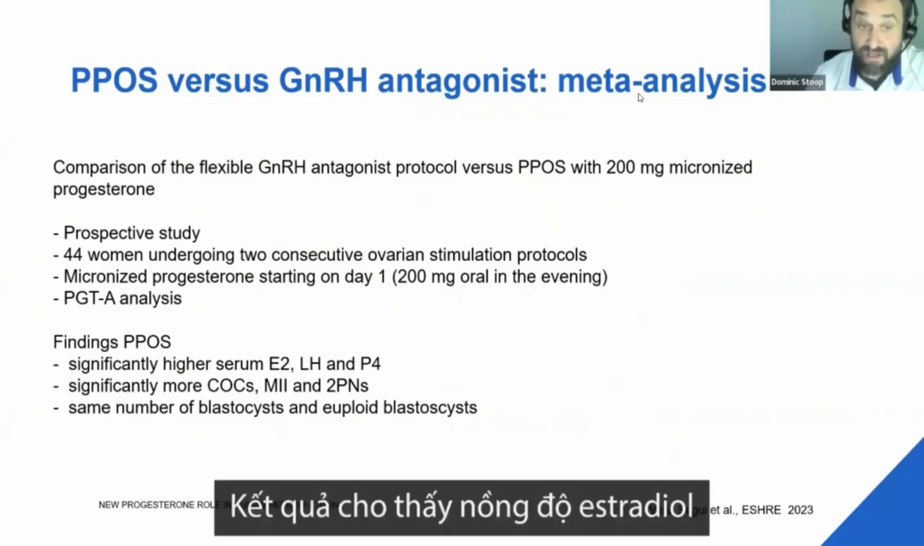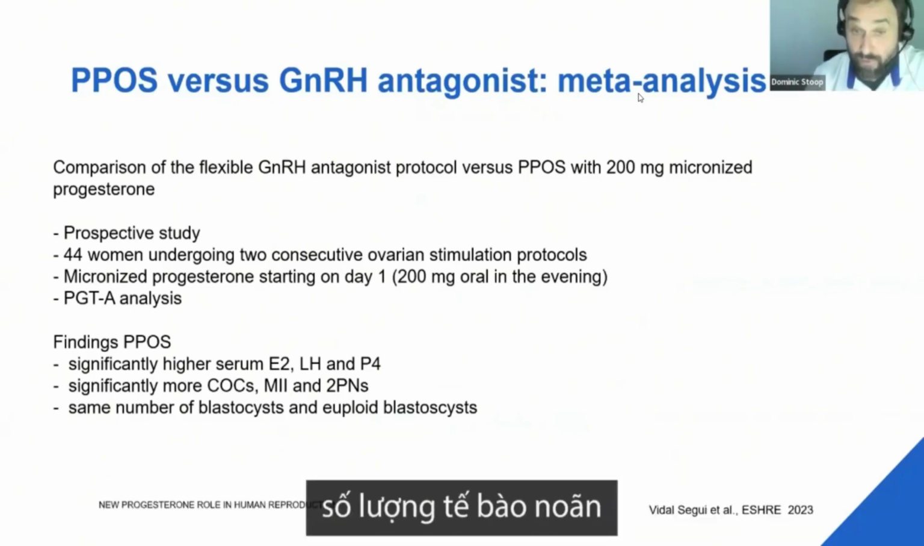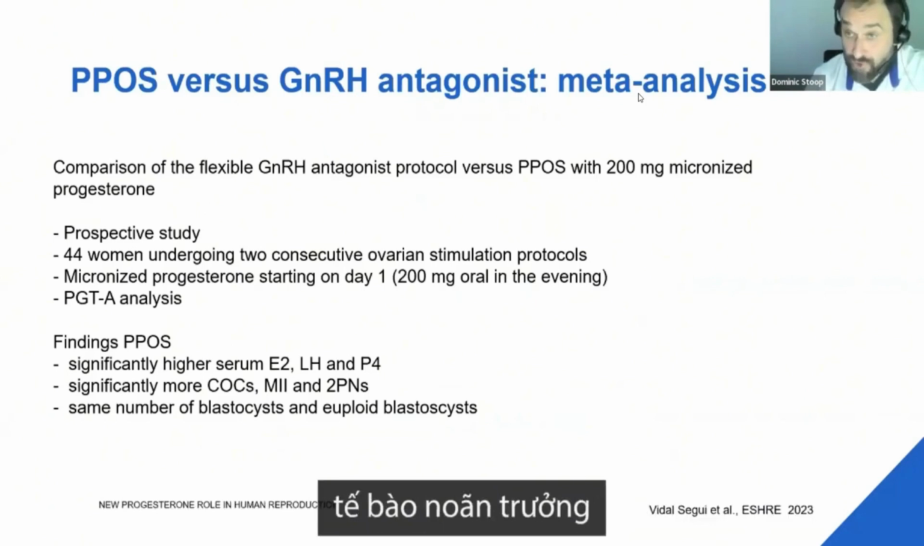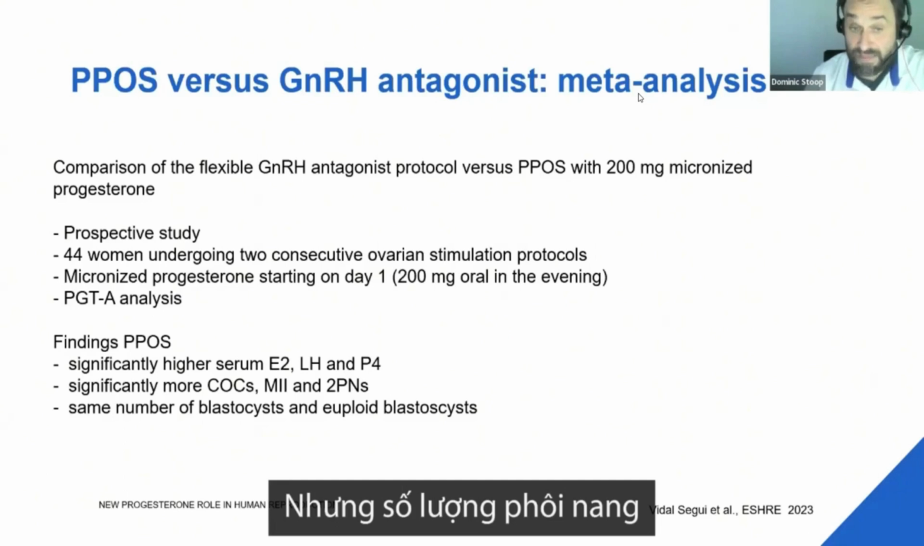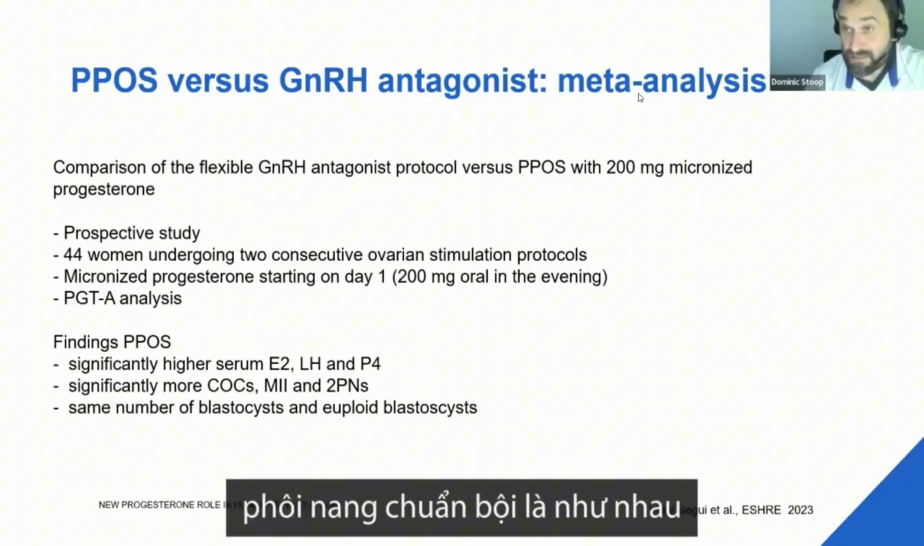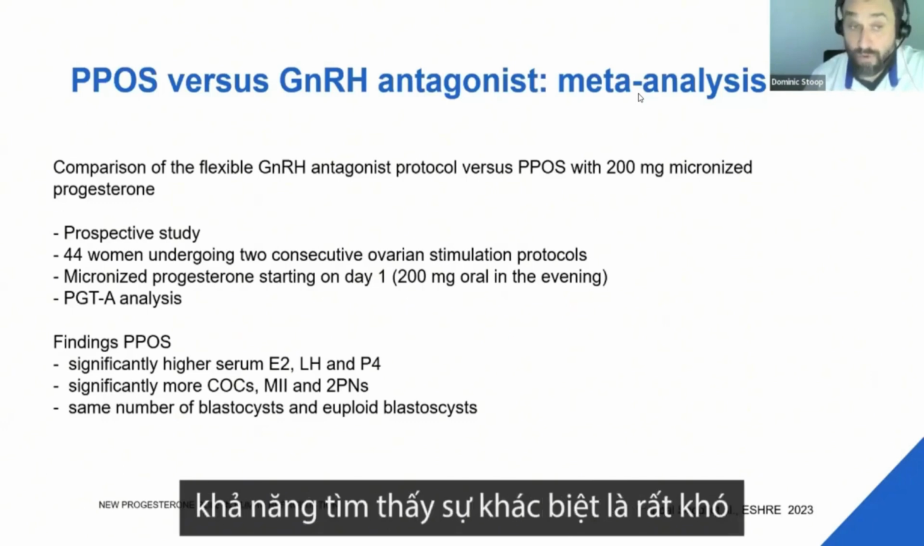We saw a significantly higher number of estradiol, LH, progesterone, of course, and also more oocytes, more mature oocytes, and more zygotes, so more fertilized oocytes. But the number of euploid blastocysts is the same. Of course, it would be quite spectacular to find a difference here with only 44 patients.